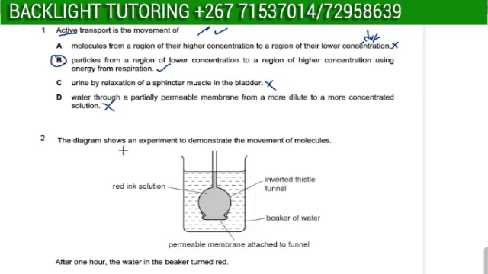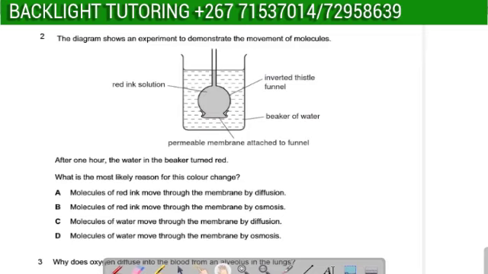Let's look at question 2. With question 2 it says the diagram shows an experiment to demonstrate the movement of molecules. You can see everything here, and the question says after 1 hour the water in the beaker turned red. What is the most likely reason for the color change, right? So the red ink just spread out, right? So here they just want a reason.